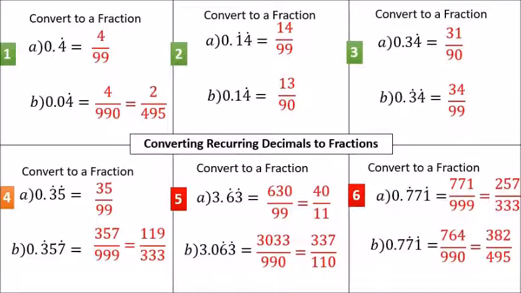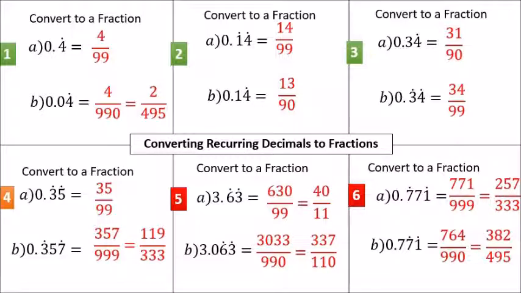So here are the answers to those questions. 0.4 recurring is 4 over 99. 0.04 recurring is 4 over 990, which makes sense because it is 10 times smaller than 0.4 recurring. And 4/99 divided by 10 is 4/990ths. And that simplifies to 2 over 495.